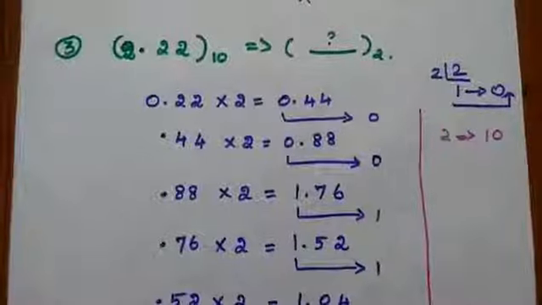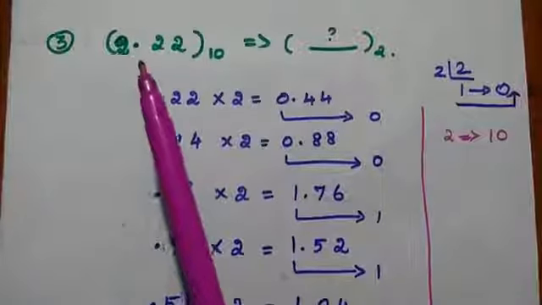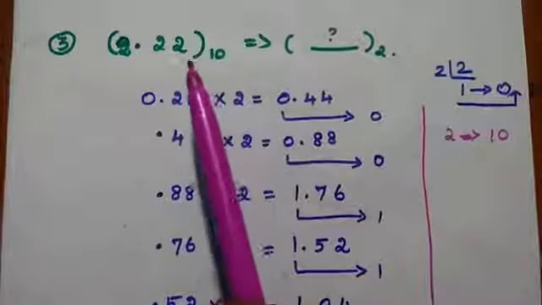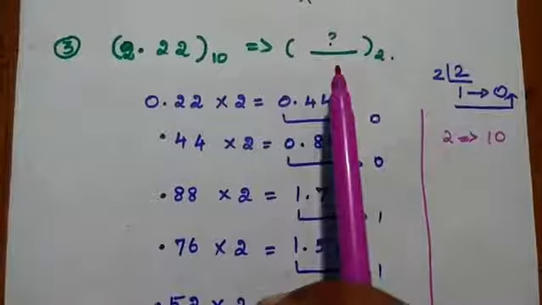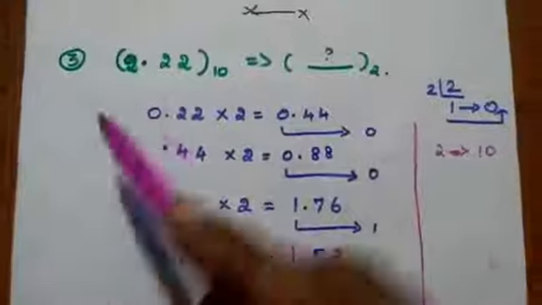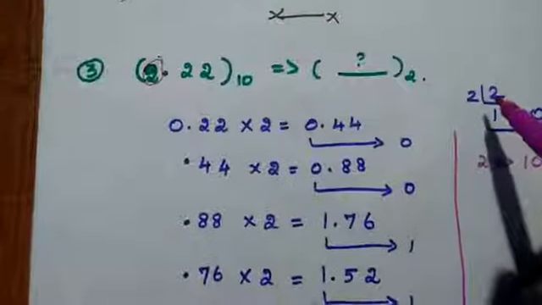Let us solve one more problem. The given number is 2.22. The base is 10, which means it is a decimal number system. We are going to convert this decimal into a binary value. Here the base is 2. So first we are going to take the integer value. So here the integer is 2.